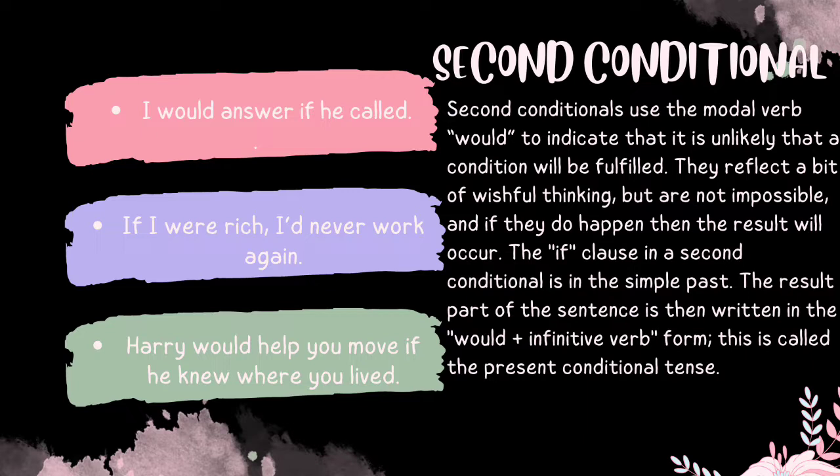Second conditionals use the modal verb would to indicate that it is unlikely that a condition will be fulfilled. They reflect a bit of wishful thinking but are not impossible, and if they do happen, then the result will occur. The if clause in a second conditional is in the simple past. The result part of the sentence is then written in the would plus infinitive verb form. This is called the present conditional tense.